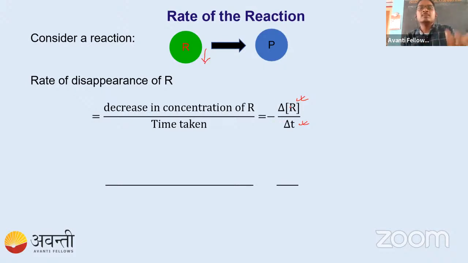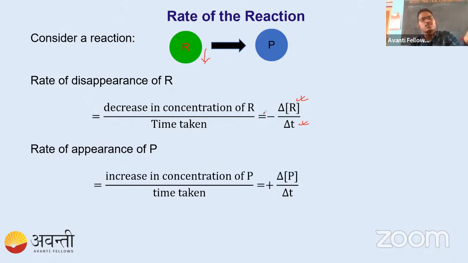Because the concentration of R is reducing, that is why we put a minus sign here, so that whatever rate we get is positive. Don't worry, mathematically we will discuss this later also, but just keep this in mind. Because the concentration of R is reducing, we put a minus sign while writing the rate for this reactant. And for the product, because its concentration is increasing, we put a plus sign. This plus sign indicates an increase in the concentration of P, the product, and the minus sign indicates a decrease in the concentration.